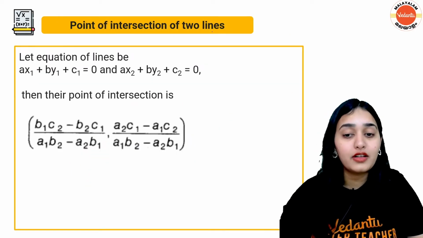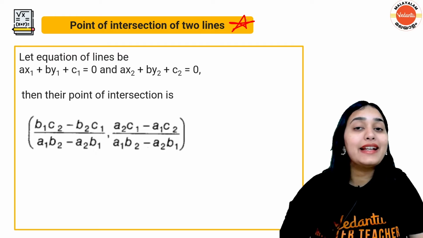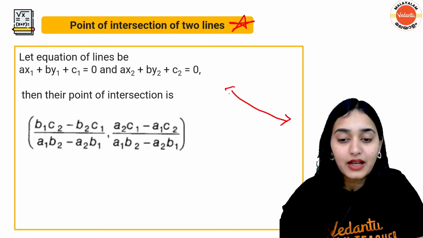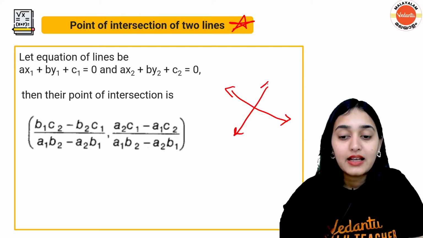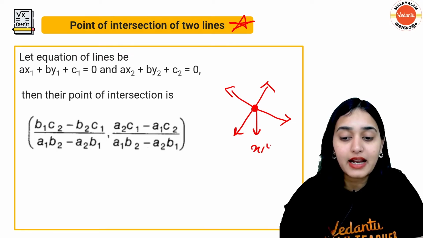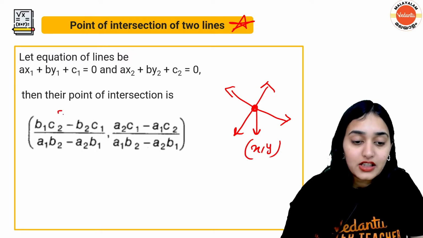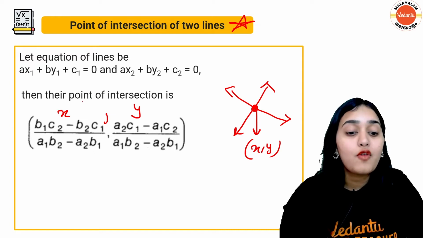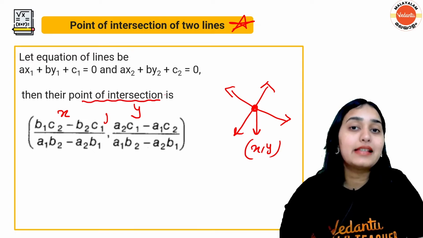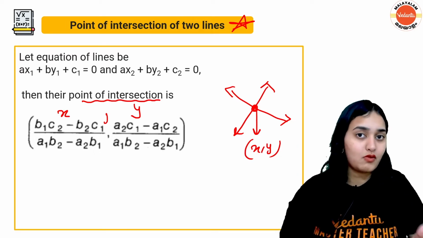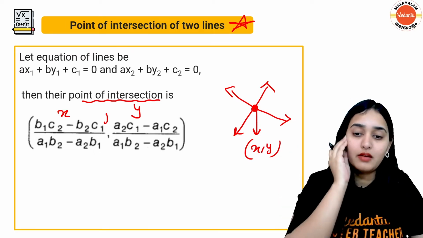Next, this is also an important formula: the point of intersection of 2 lines. Suppose I have 2 lines, this and this. They are intersecting at this point. Suppose they are intersecting at x comma y. So this will be the x coordinate, this will be the y coordinate for the point of intersection. Remember.